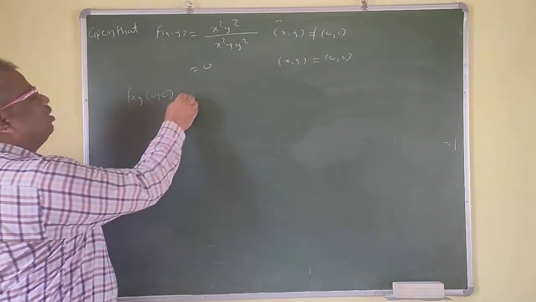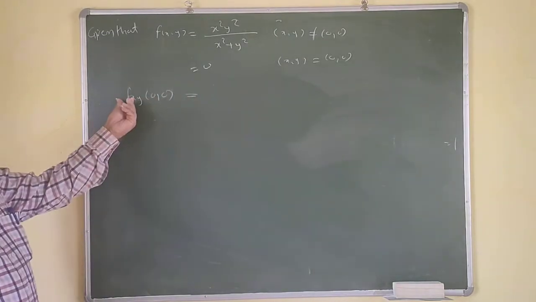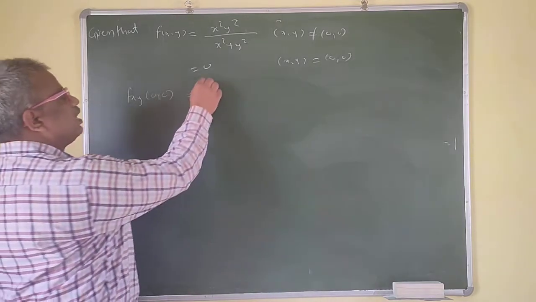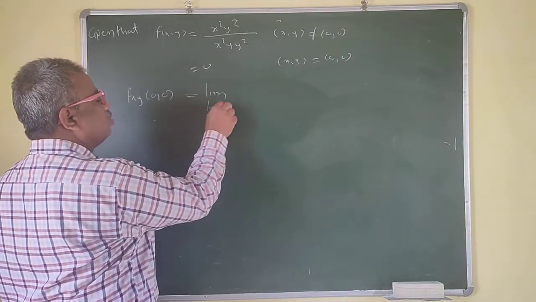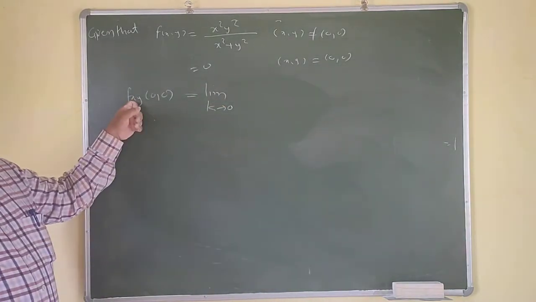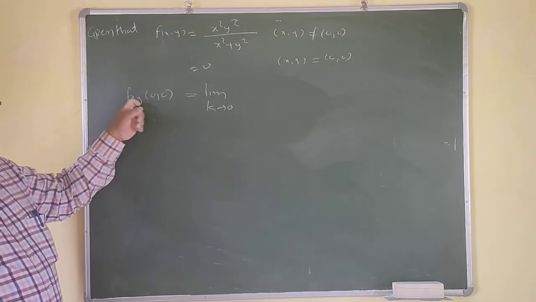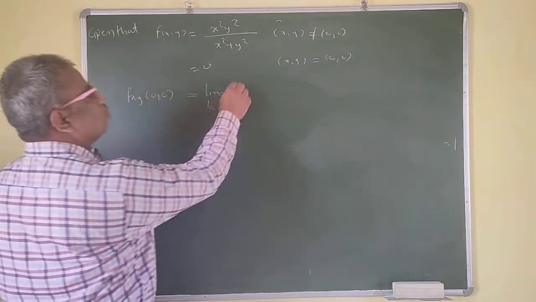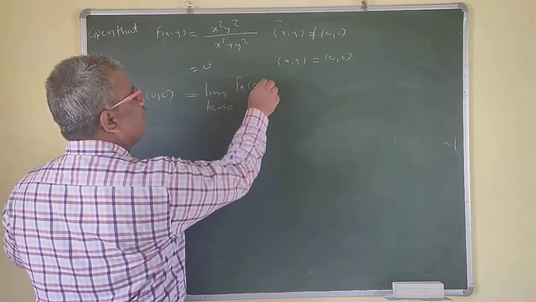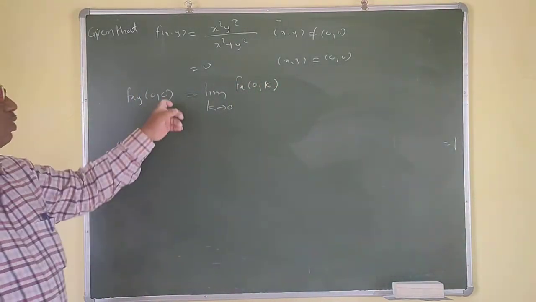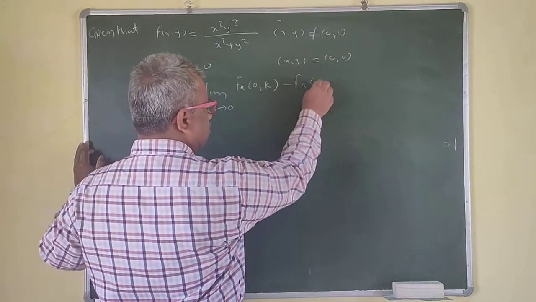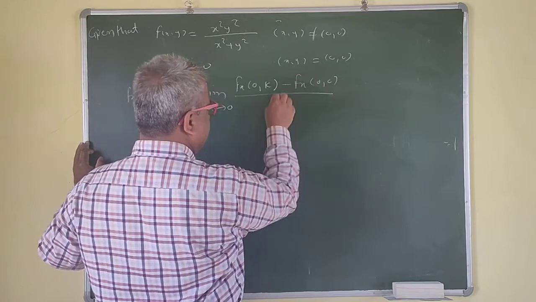So take this fx. Here we have to differentiate fx partially with respect to y now. So we take the limit k tends to 0. We are differentiating fx with respect to y, so we increase the y coordinate of fx by k. This will be fx(0, 0+k), so 0 plus k is k, minus fx(0,0), upon k.